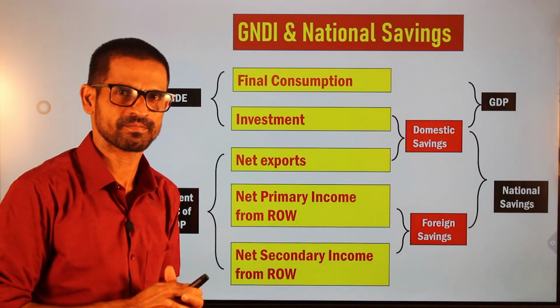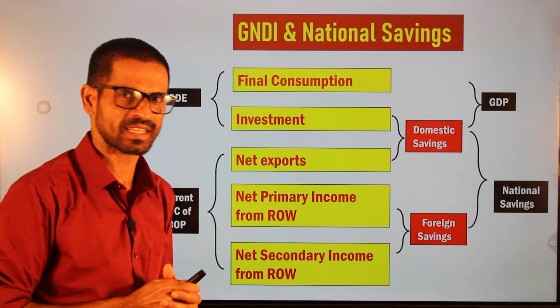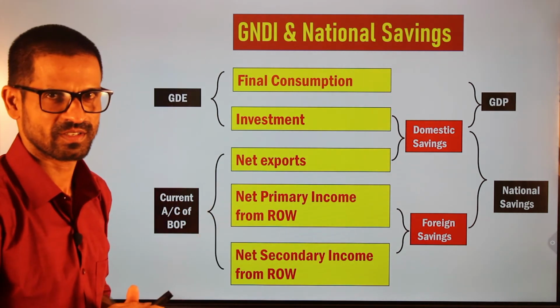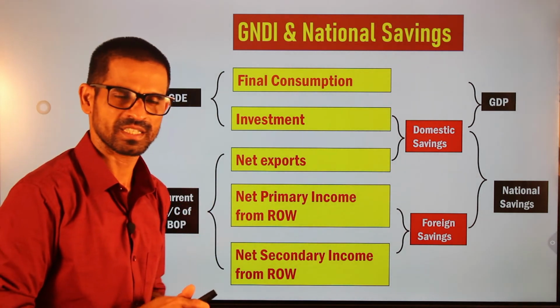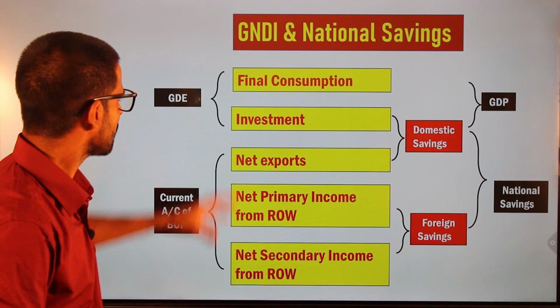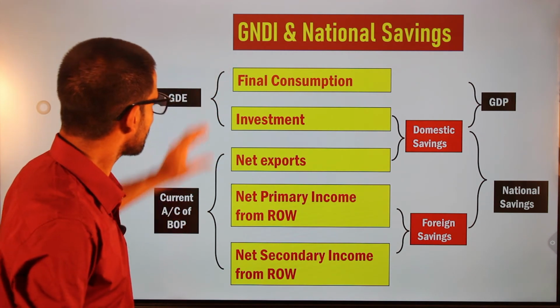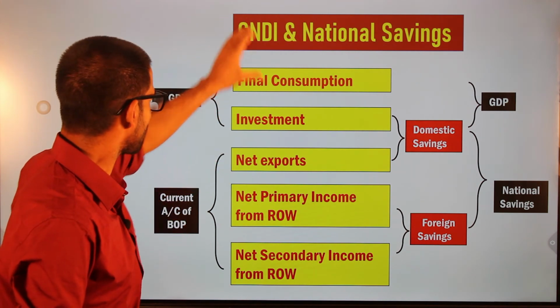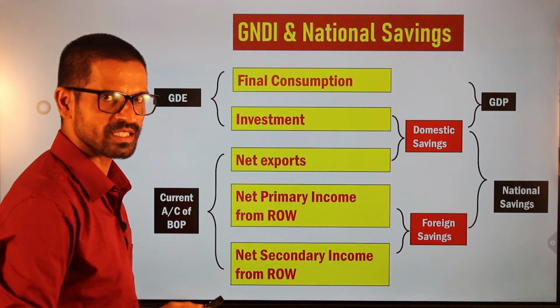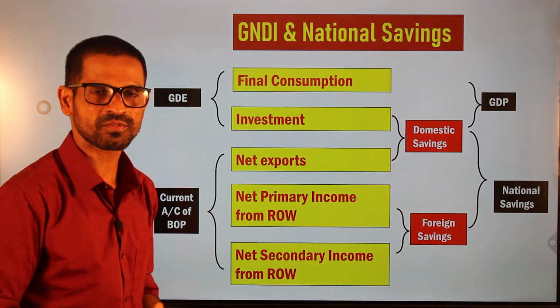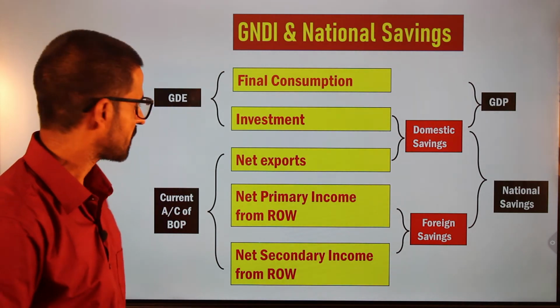Please learn logically. That's what economics is about. It's a science. You can't learn it by heart. Then it's going to be very tough, right? So how do you reach current account balance? Gross national disposable income minus gross domestic expenditure. That is the current account balance of BOP, balance of payment.